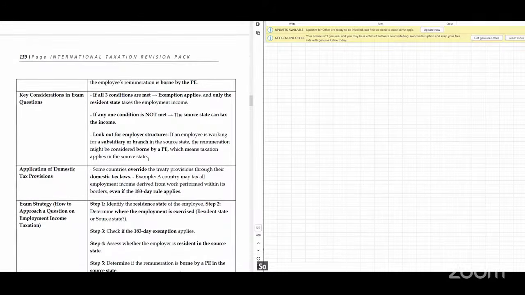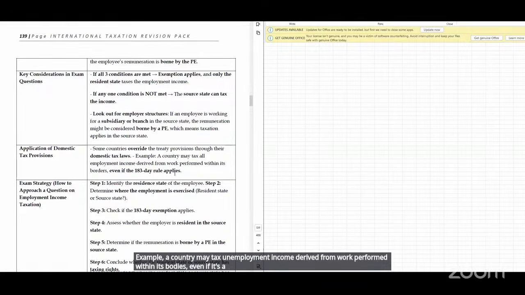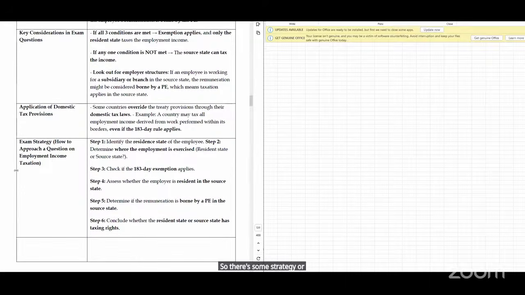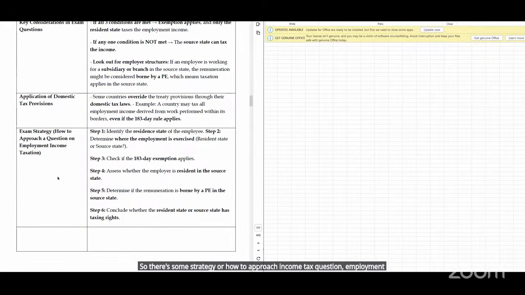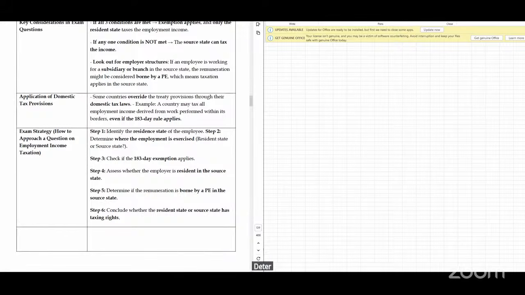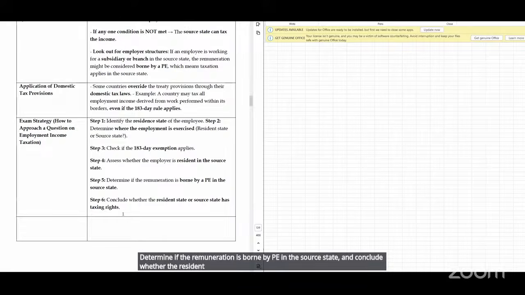Some countries override the treaty provisions through their domestic laws. For example, a country may tax all employment income derived from work performed within its borders, even if it's under the 183 days rule. Are you getting it? So there's the exam strategy, or how to approach an employment income question under Article 15. You must identify the resident state of the employee, determine where the employment is exercised, check the 183-day exemption, assess whether the employer is resident in the source state, determine if the remuneration is borne by a PE in the source state, and conclude whether the resident state or source state has taxing rights.